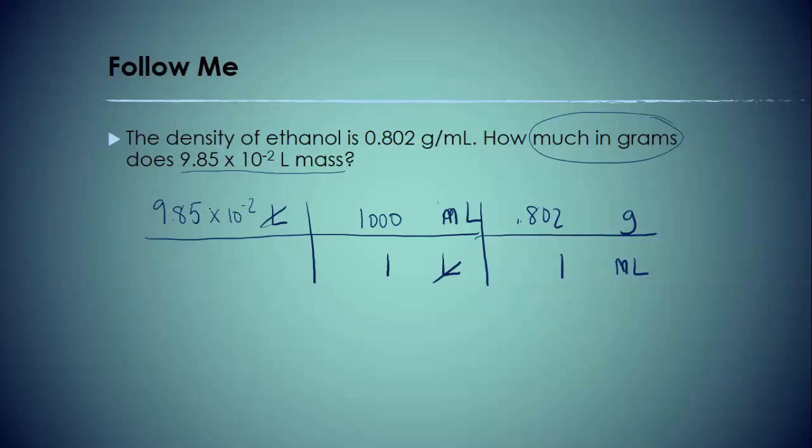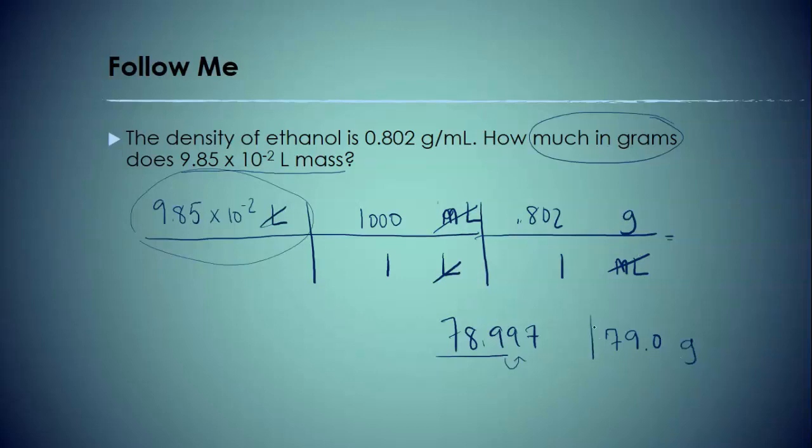So now we're going to do our math. We've got this number times 1,000 times 0.802. So my calculator says that is 78.997. Okay, as far as sig figs goes, I'm still going back to my original. That's 3. So I get to keep the 7, the 8, and the 9. Next to it is another 9, so that's going to round me up to 79.0. Liters canceled, milliliters canceled, grams is what's left, so that's the unit of my answer.